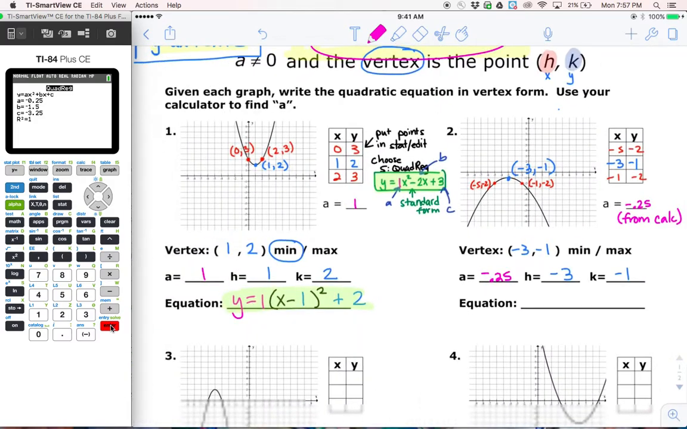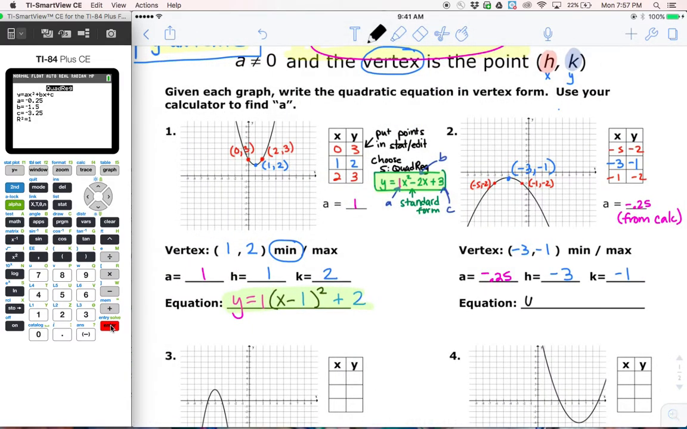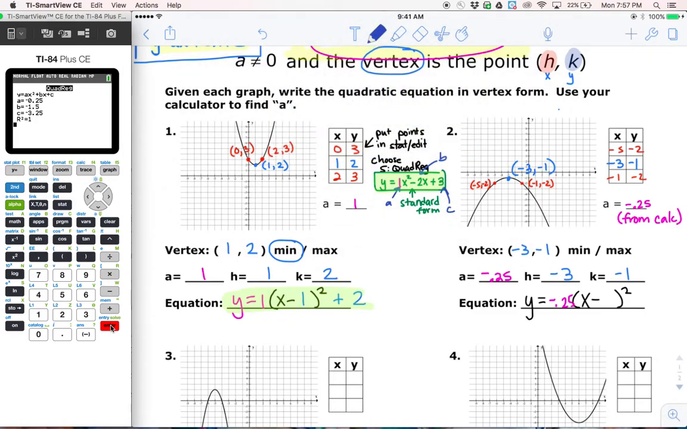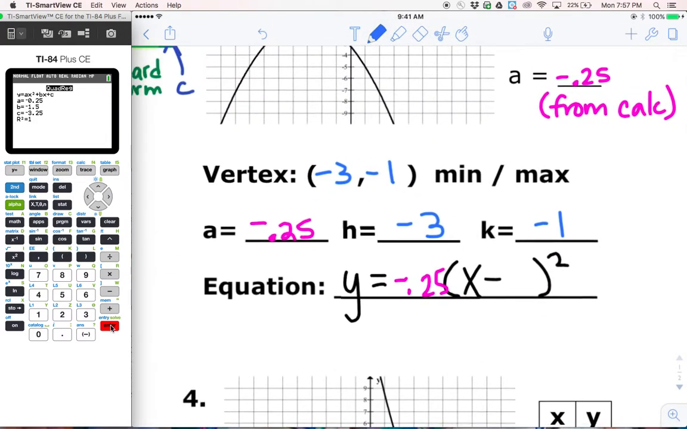Okay, so now I'm ready to write my equation, and I've got a space in front. y equals a, parentheses x minus something, squared. I just kind of set everything up for myself here. My a value goes in the front, so -0.25, and then my x value goes in the parentheses with x, so I get to write x minus -3, and on the end we have that -1.